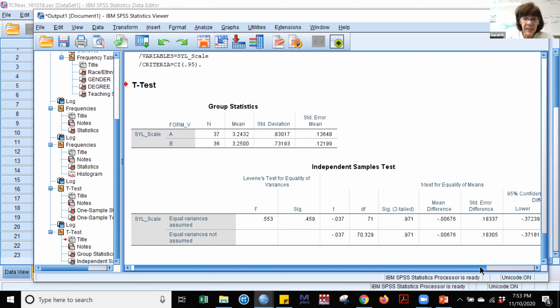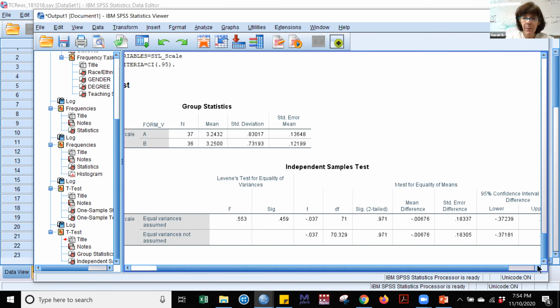And the t-statistic is negative 0.04 approximately. Degrees of freedom, remember we had 73 cases because of the one missing. 73 minus 2 is 71. That's why the degrees of freedom are 71. The significance, what you compare to your alpha, is 0.971, which is well within the boundaries due to chance. The mean difference is very small.